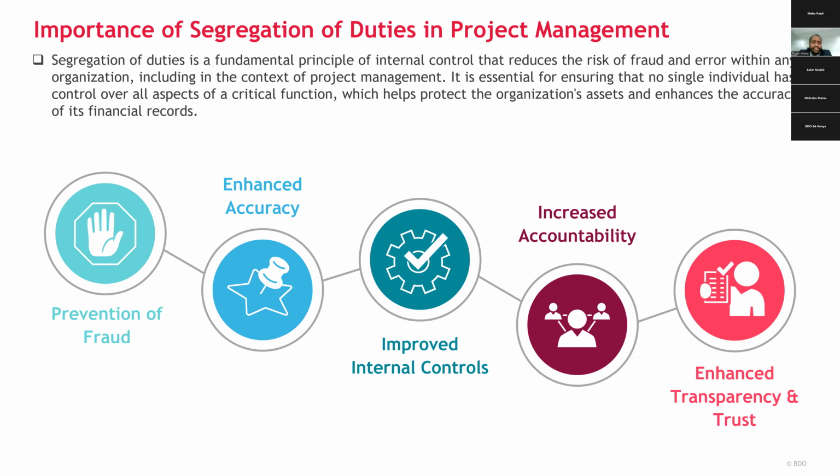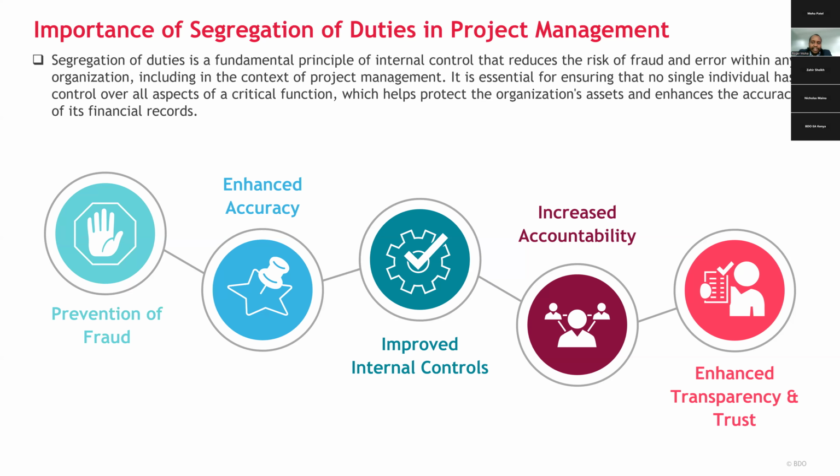A third importance of segregation of duties is improved internal controls. So as we said, segregation is a critical component of an effective internal control system, and it will ensure that no one person has singular control over an entire process. So this will obviously promote operational efficiency and will help you adhere to your organization's policies and regulations.